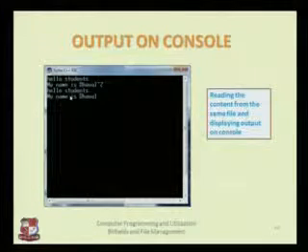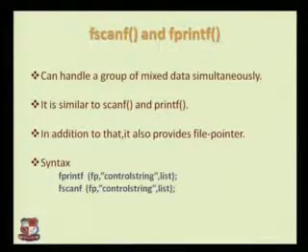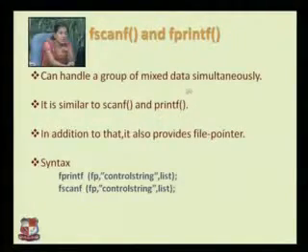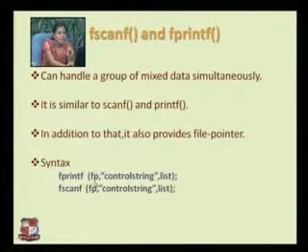Two more functions are there, that is fscanf and fprintf. As I have already said, fscanf and fprintf are used for bulk data, meaning data with mixed data types, right? See the example: fprintf, fscanf, fp, then you need to specify some control string. Control string means %d, %s, whatever, and then a list of variables. It is similar to scanf and printf, you just need to specify the file pointer. With the use of fscanf and fprintf, you can also give outputs to the console, right?